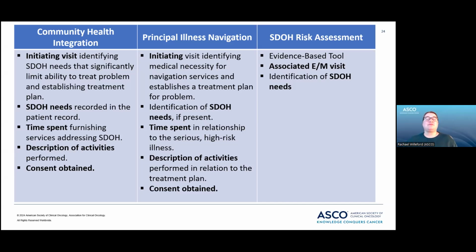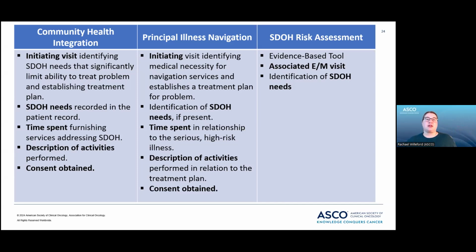Principal illness navigation, I think you'll see, is very much like community health integration. It's just a different focus. Principal illness navigation focuses on that serious high-risk illness rather than solely the social determinants of health. So these services require an initiating visit that identifies the medical necessity for navigational services. So what exactly about this patient's condition requires these services? The patient record should also reflect the social determinants of health needs that are identified, if there are any, and any additional needs.